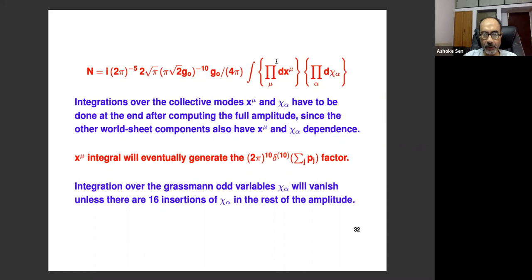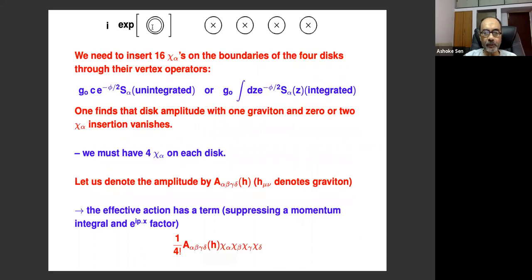Okay, so I'll make it more specific later. Basically this means that in this amplitude, we now have to insert 16 chi alphas distributed on these 4 disks. And the chi alphas are inserted by using the vertex operator. So I have written down here both the unintegrated vertex operator as well as the integrated vertex operator. This is unintegrated, you just insert it at a fixed point. And this is integrated, you insert it and then you integrate over the location.